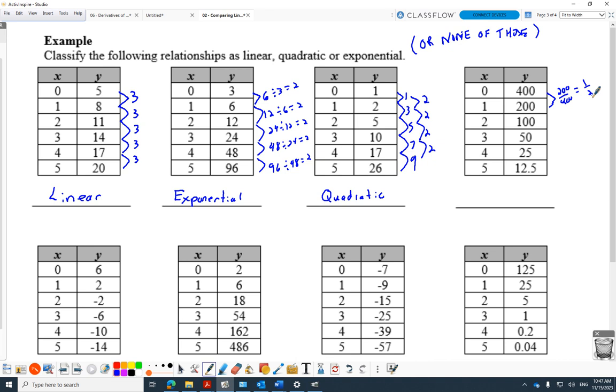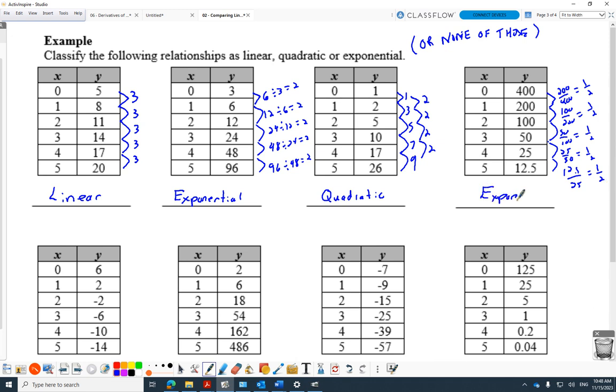Then 100 over 200, 1/2. And you go, oh, it's exponential. There's only 3 possibilities, and usually you can look at it and see if it's linear. It works all the way through: 25 over 50, 1/2. 12.5 over 25, 1/2. So the first ratios are equal. This is exponential.